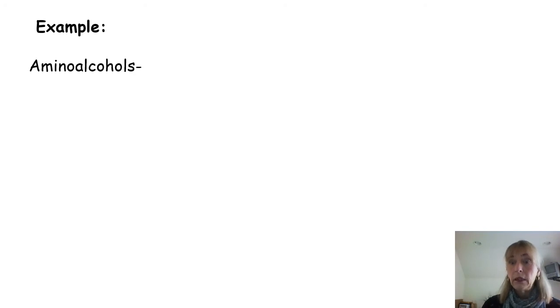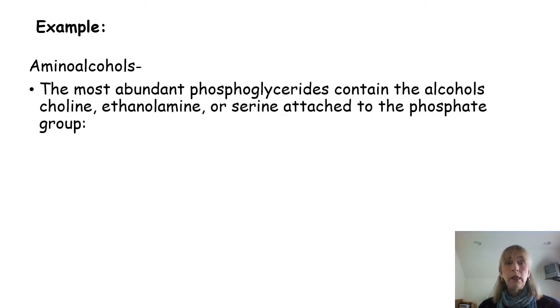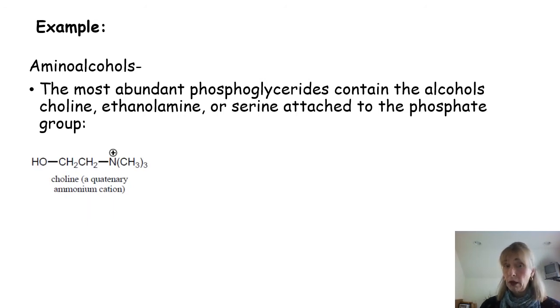So amino alcohols, they are the most abundant phosphoglycerides. The most abundant phosphoglycerides contain the alcohols choline, ethanolamine, and serine. And these are then attached to a phosphate group in your phosphoglyceride. So this is choline. It's an alcohol. Notice the alcohol, there it is. But it also has an amine group on the other end. It's a quaternary ammonium cation, where the nitrogen has picked up another bond, and so it has a plus charge.